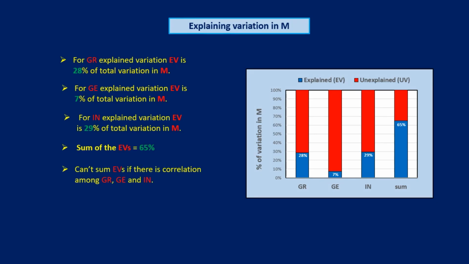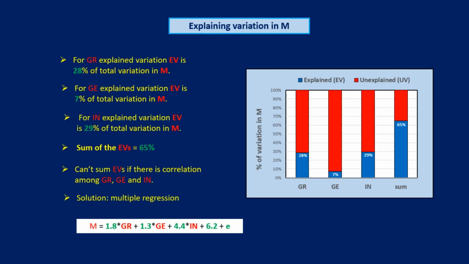That's only true if GR, GE, and IN are not correlated in any way with each other. If they are, then summing the EVs involves explanatory double counting. For example, if GR and GE are correlated, some of the variation in m that is explained by GR is also explained by GE. The solution to the problem of explanatory double counting when independent variables are correlated is a form of regression called multiple regression. In multiple regression, LINEST's algorithm avoids double counting by estimating a single equation that includes all three explanatory variables.